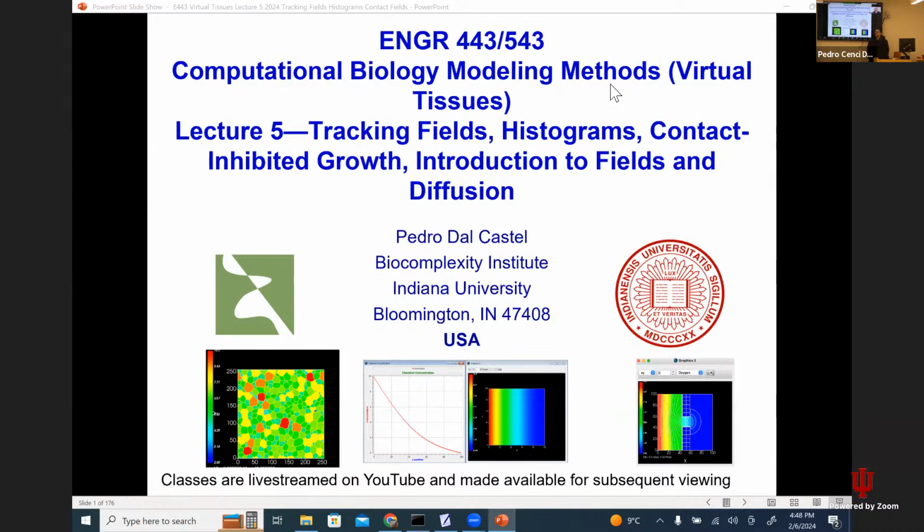Continue cell growth and division. Try to put our model to test. Try to do something meaningful and see if there's anything wrong with it, how we can get it better. And then learn a few tricks like tracking fields in the simulation, seeing scalars assigned to each cell as fields, and start diffusion in CompuCell 3D.